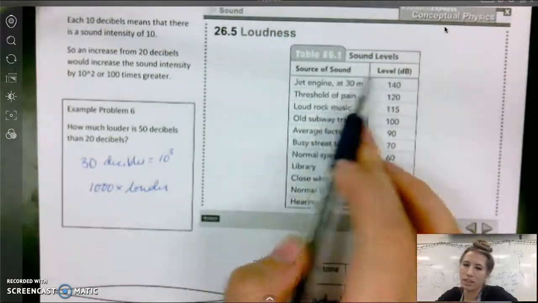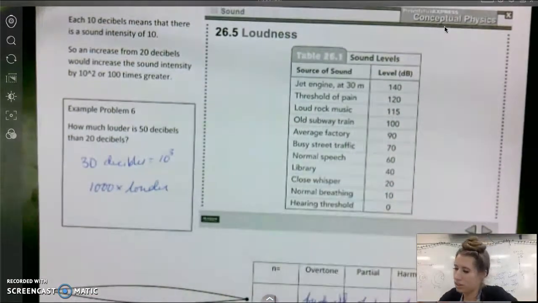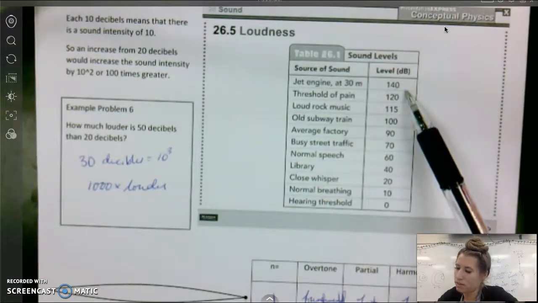And then I like this slide, it just gives you a connection to things that you might be familiar with as far as decibel level.